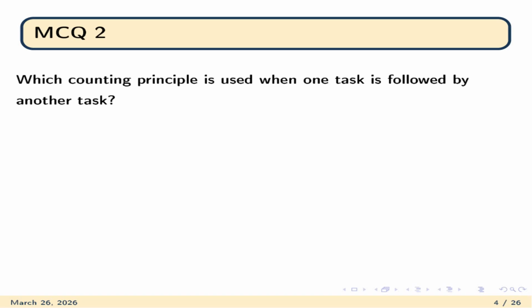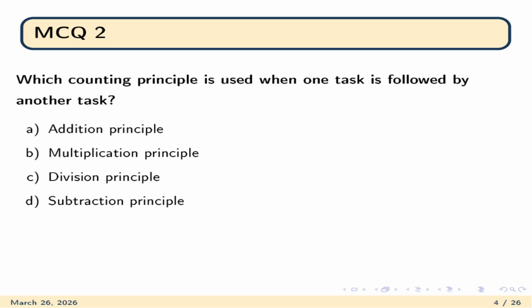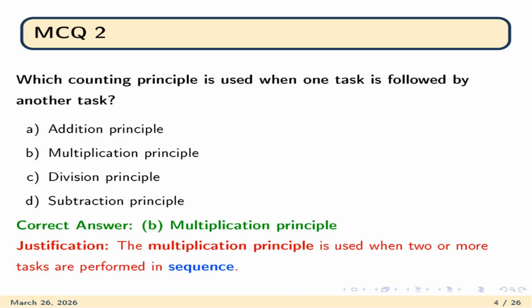Which counting principle is used when one task is followed by another task? Addition principle, multiplication principle, division principle, subtraction principle. Multiplication principle, because the multiplication principle is used when two or more tasks are performed in a sequence.